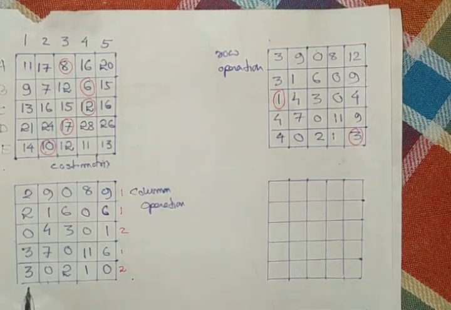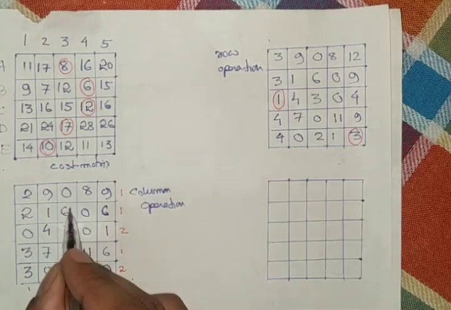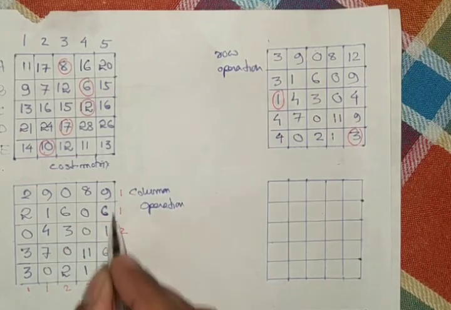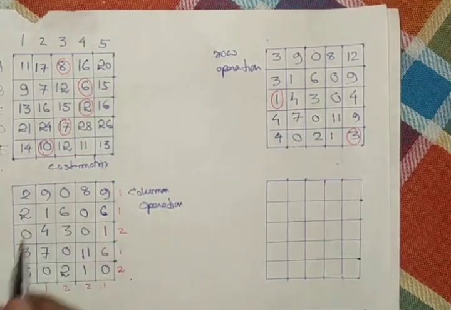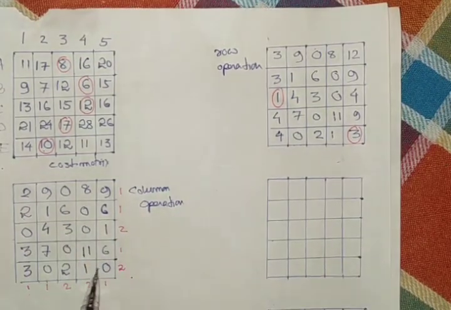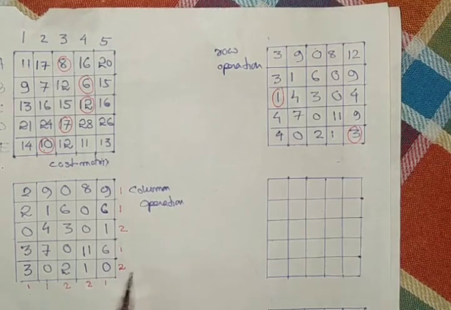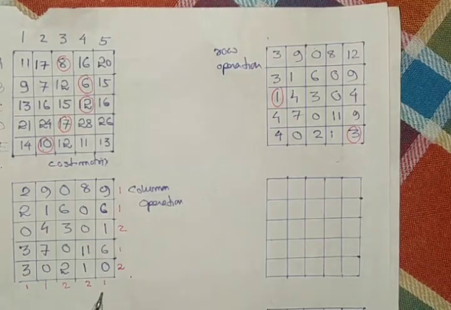Let's check column wise. The number of 0 in the first column is 1. In the second column it is also 1. In the third column it is 2. In the fourth column it is 2. In the fifth column it is 1. Now this is the tricky part. You have to draw lines in such a way that the minimum number of lines will cover all the zeros.